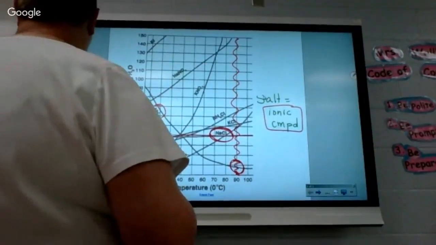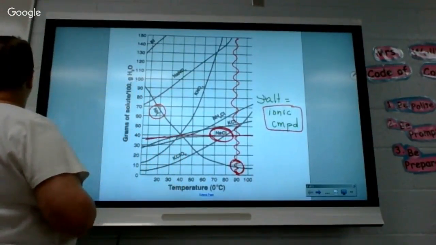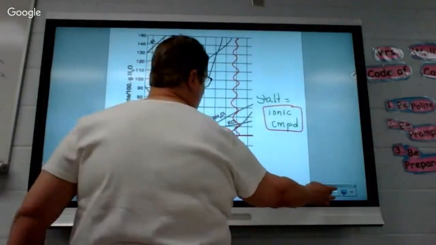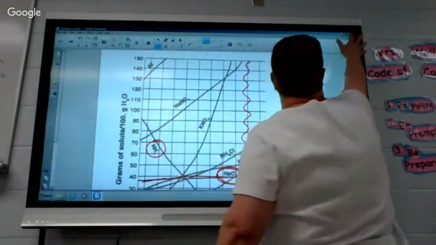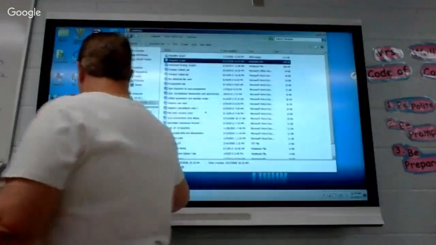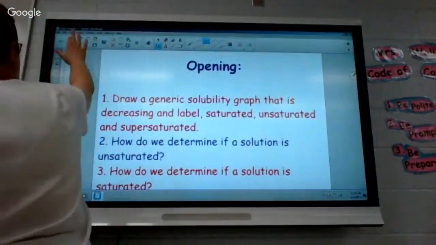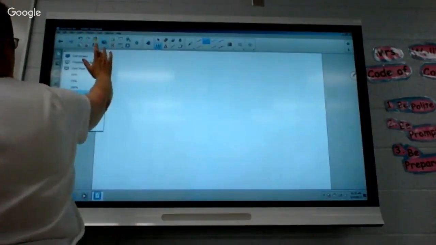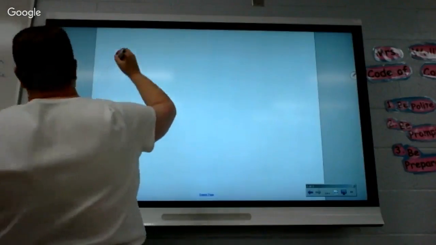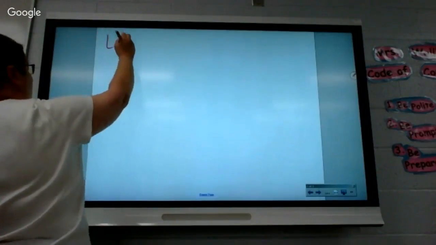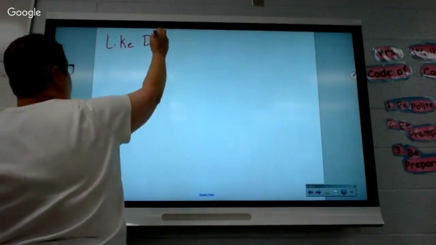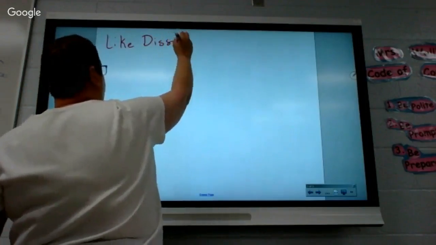All right, we're going to do one other short concept that I debate skipping, so we're not going to spend a lot of time on it, but molarity and dilution are the math calculations we're going to do today, okay? They're pretty easy because you already have all the skills you need for that. We're just going to use what you already know. All right, so we're going to talk about like dissolves like today.